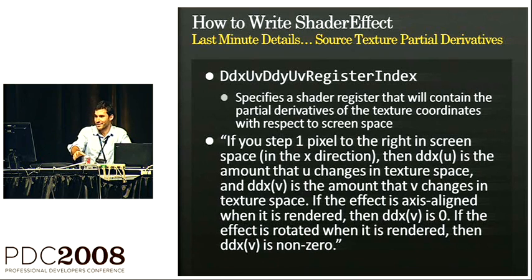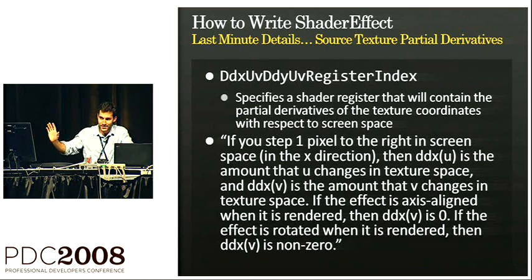Basically, I'll just read it for you. If you step one pixel to the right in screen space in the X direction, then DDX of U is the amount that U changes in texture space, and DDX V is the amount that V changes in texture space. If the effect is axis aligned when it is rendered, then DDX V is 0. If the effect is rotated when it is rendered, then DDX V is non-zero.